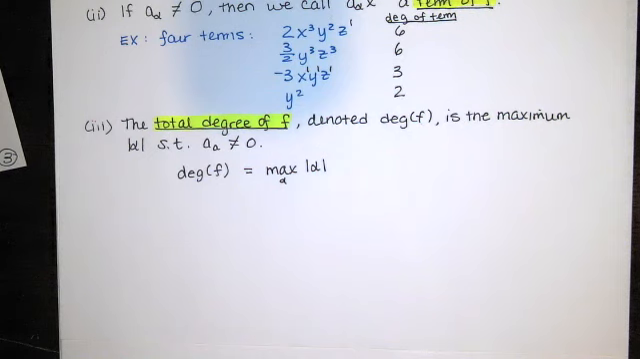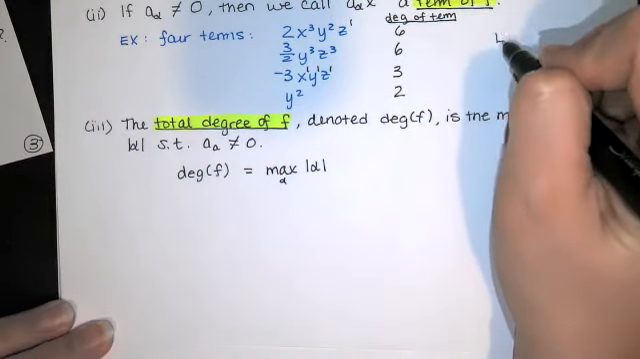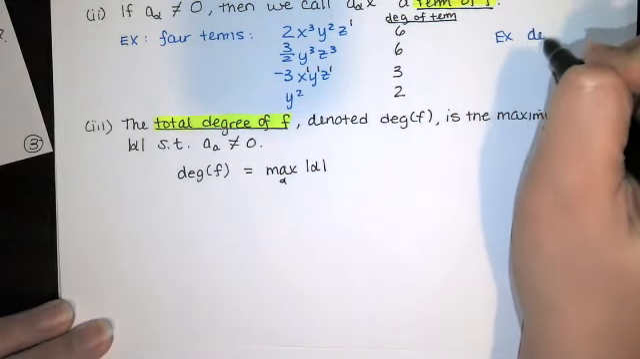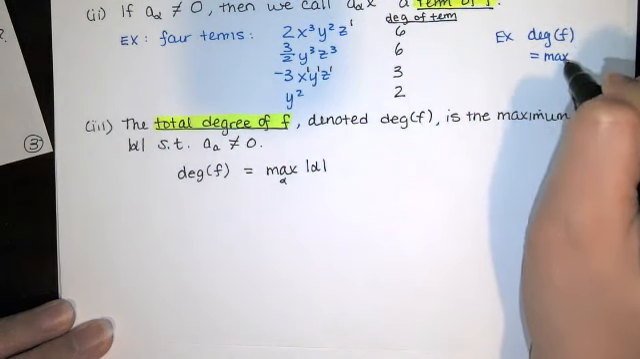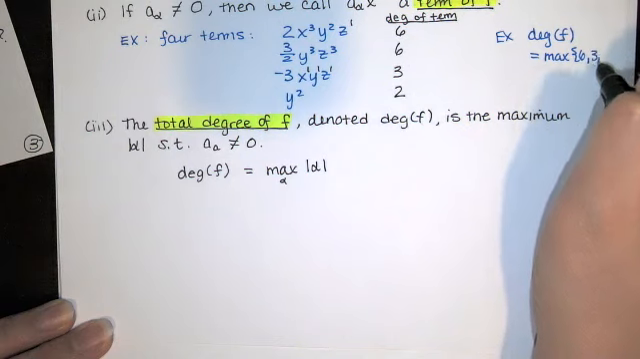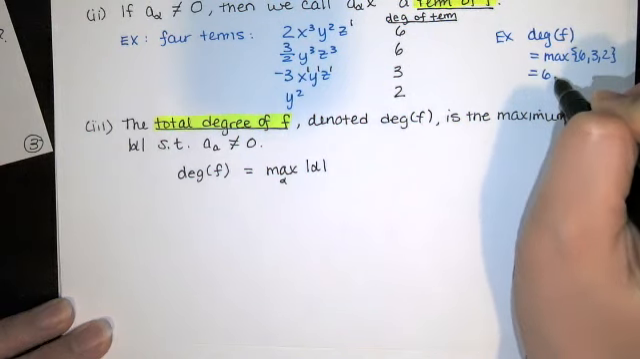So for our example, the degree of f is 6. It's the maximum of 6, 3, and 2, which is 6.